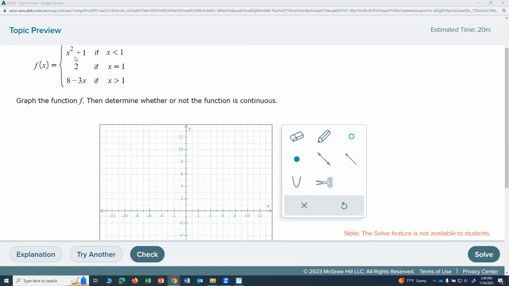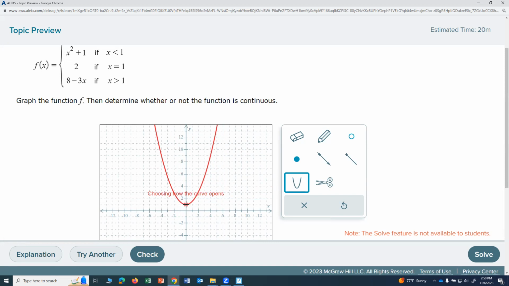So I'll start with my parabola. y equals x squared plus 1 if x is less than 1. So I want to start with the vertex. Because there's no bx term, we would consider b to be 0. So the x value of the vertex is 0. The y value would be 1. So I'll select the parabola. I'll do the point 0, 1 as the vertex.